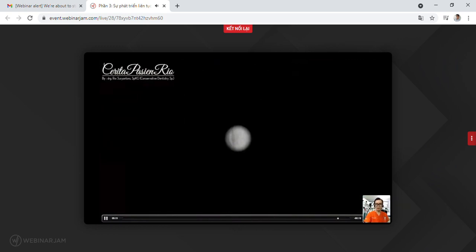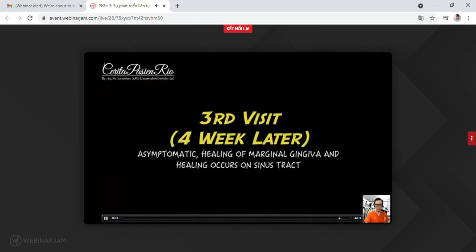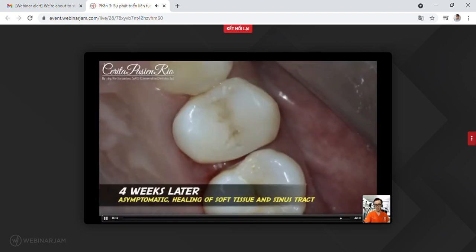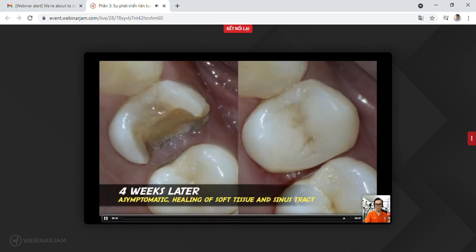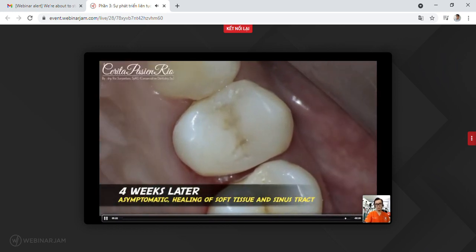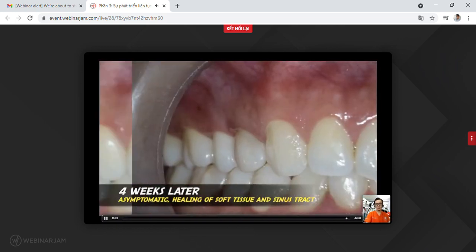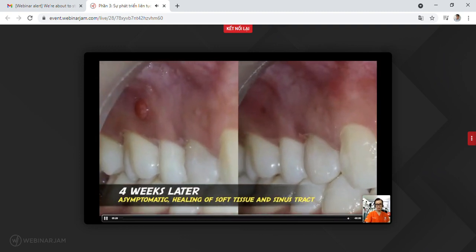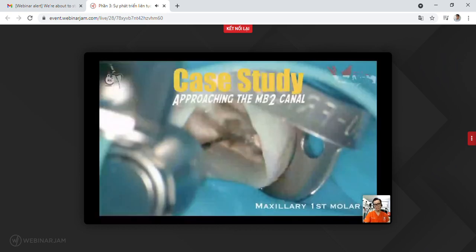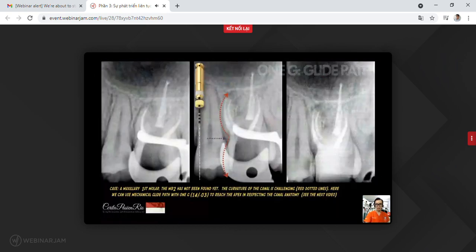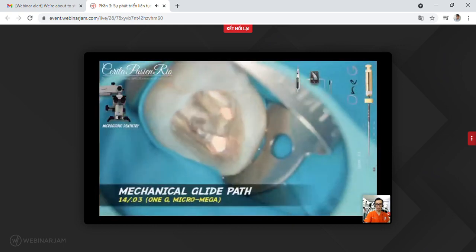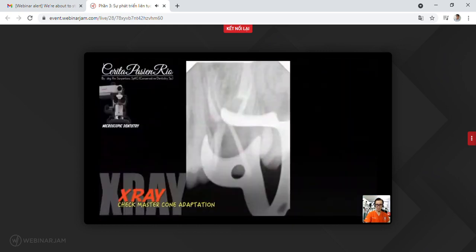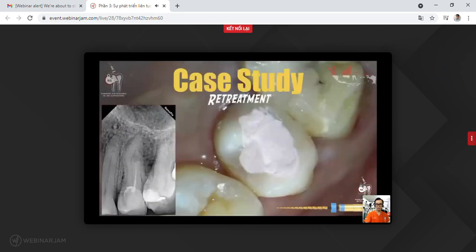And then 4 weeks later, the patient came back to me. As you can see, by applying proper endo in a single visit, we can see the healing process occurs in these patients. So we have seen this case previously, and I have to go a little bit faster because we have a lack of time.